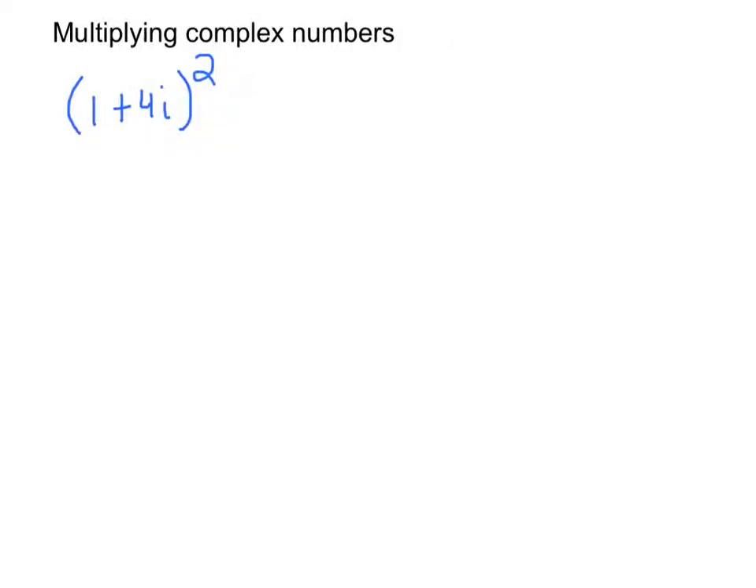We're multiplying these complex numbers, and this one is (1 + 4i) squared. A lot of students have trouble on this one, so I thought I'd do an example of it. Well, (1 + 4i) squared is the exact same thing as saying (1 + 4i) times itself, (1 + 4i). Okay? Alright, so now let's go ahead and do this one.